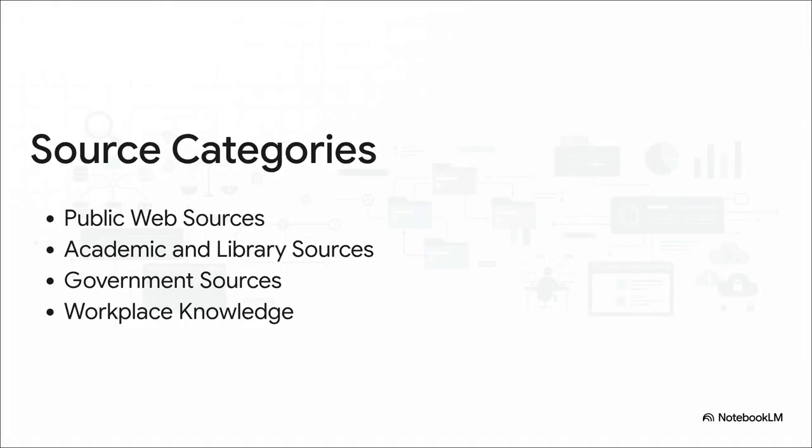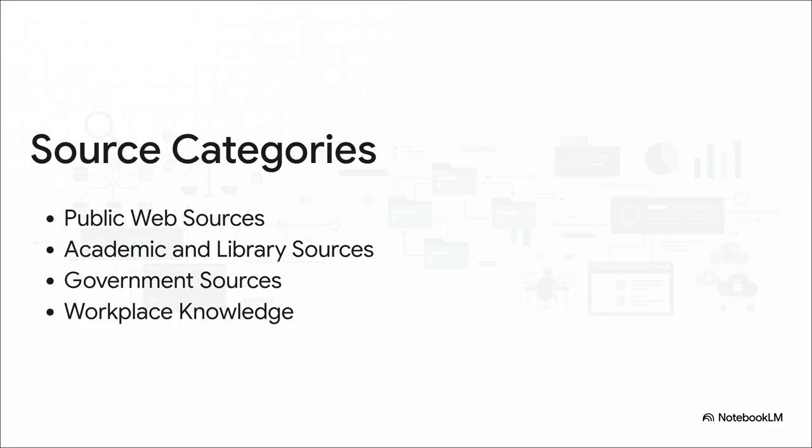Moving right along to Section 2, comparing information sources. Okay, so once you've successfully navigated the search tools and found your links, the next critical step is matching the type of source to your specific task. Because, let's face it, not all information is created equal. Depending on your assignment, you're going to draw from 4 distinct categories.